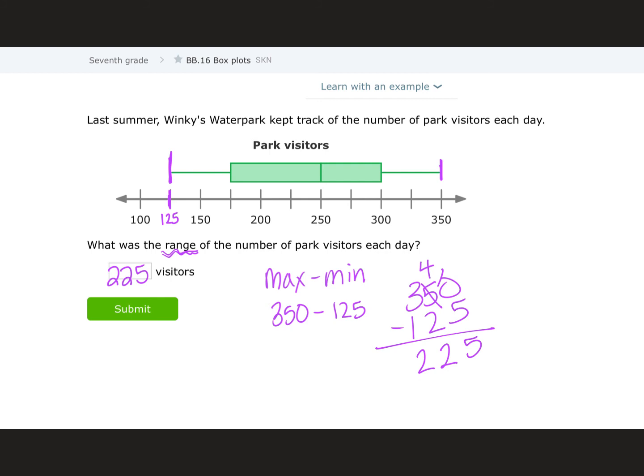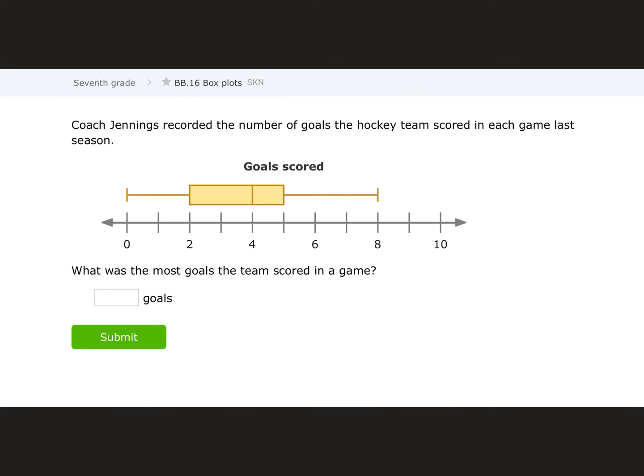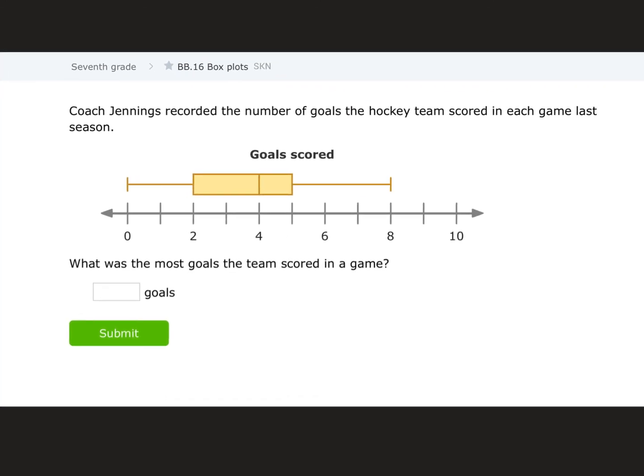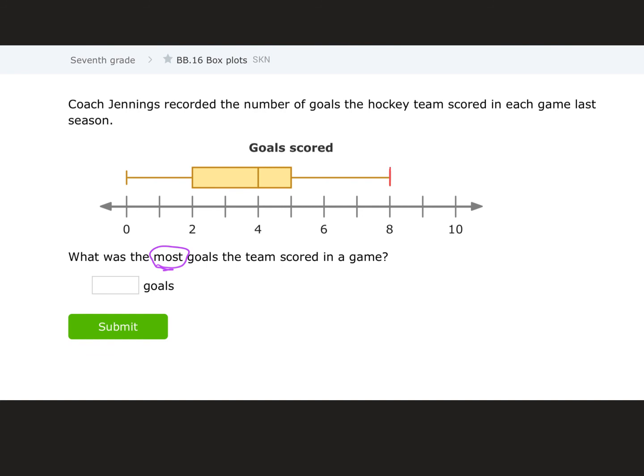We're almost done. I know I keep saying that, but it'll get easier. What is the most goals the team scored? What's the max? Tell me in the chat. What's the most amount of goals any hockey team scored? 8. Yep, the most is the max, which is 8.